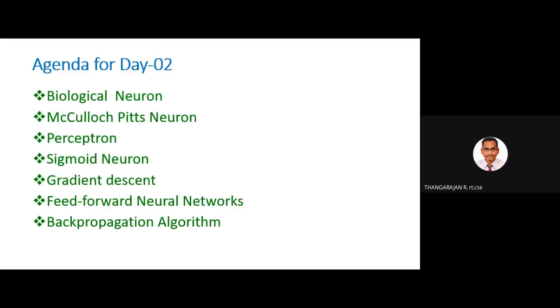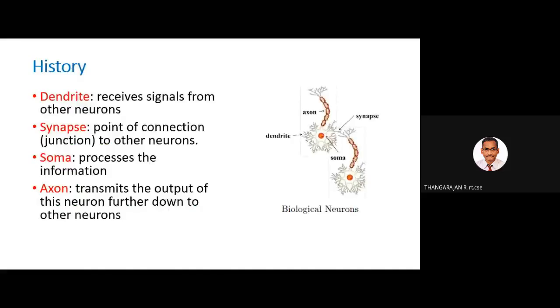So first we begin with the biological neuron. You can see the structure in the figure. A neuron is basically a cell, and it consists of a cell body. The cell body is called the soma, and it is the processing center of the neuron.